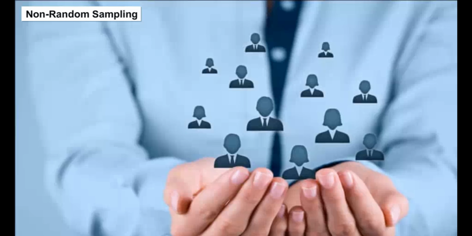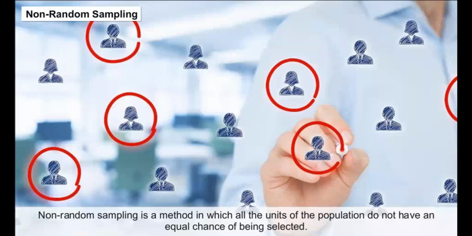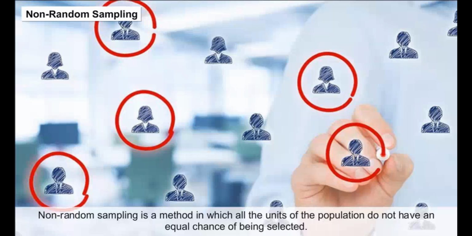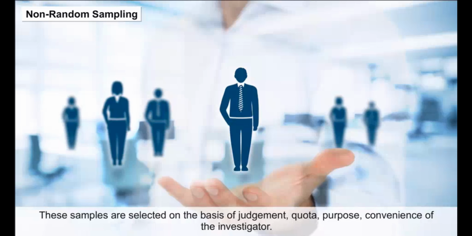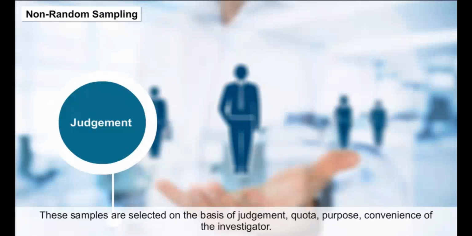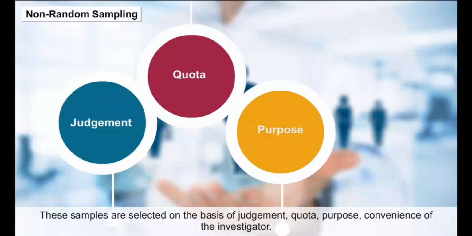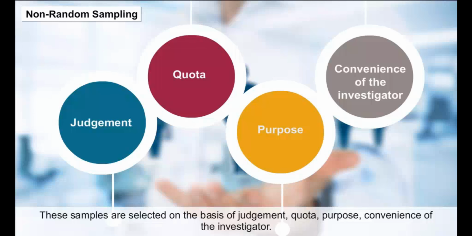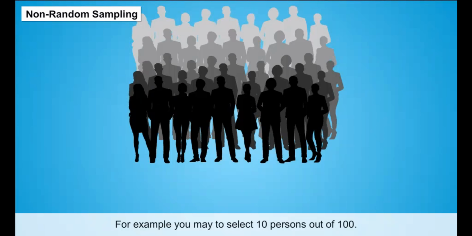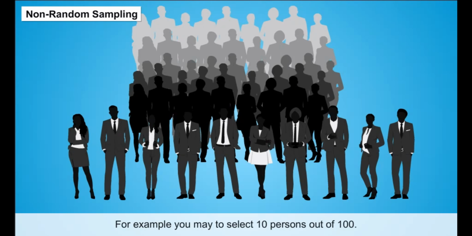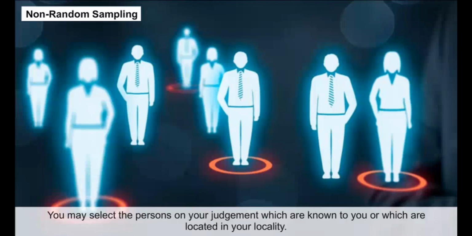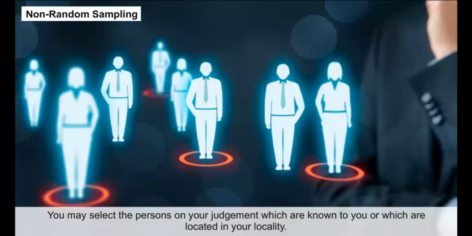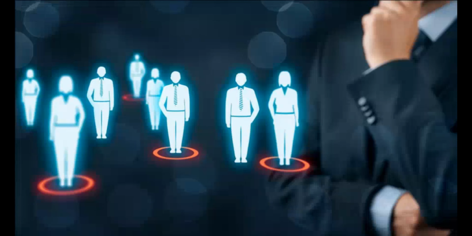Non-random sampling. Non-random sampling is a method in which all the units of the population do not have an equal chance of being selected. These samples are selected on the basis of judgment, quota, purpose, or convenience of the investigator. For example, you may select 10 persons out of 100. You may select the persons on your judgment, who are known to you or who are located in your locality.